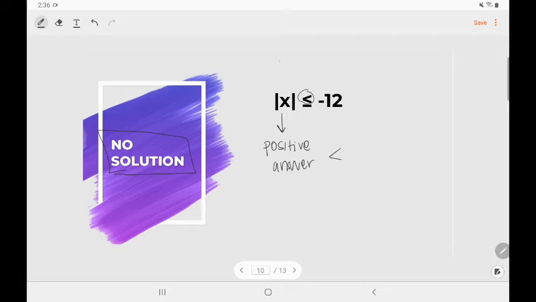Now I'm going to compare that to -12. Is a positive answer or a positive number less than or equal to -12? No, it's not. This is false. Because if you think of the smallest positive number that you have, maybe 0.2, is that less than or equal to -12? No, it's not. No matter how small my positive answer, it's still going to be greater than -12. So my answer for this is no solution.